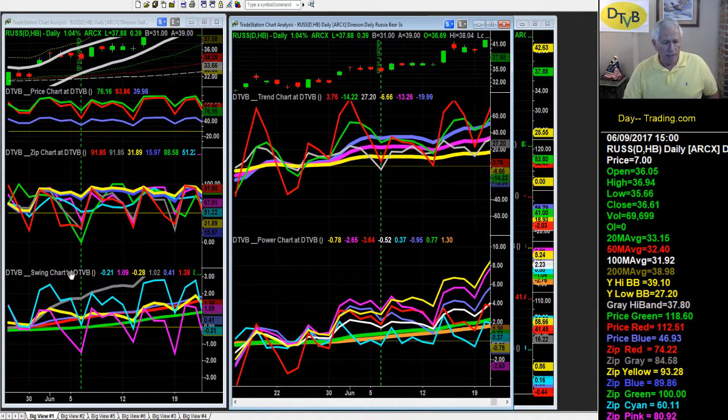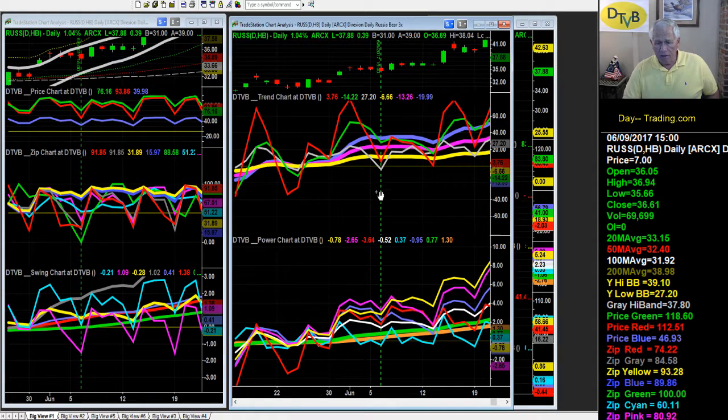In this particular case, you also have a red spike. Zip red is going down and it is under 50. Zip yellow is down and it's above 50, which is the basic definition for a red spike. And so we know next day it's going to go up.